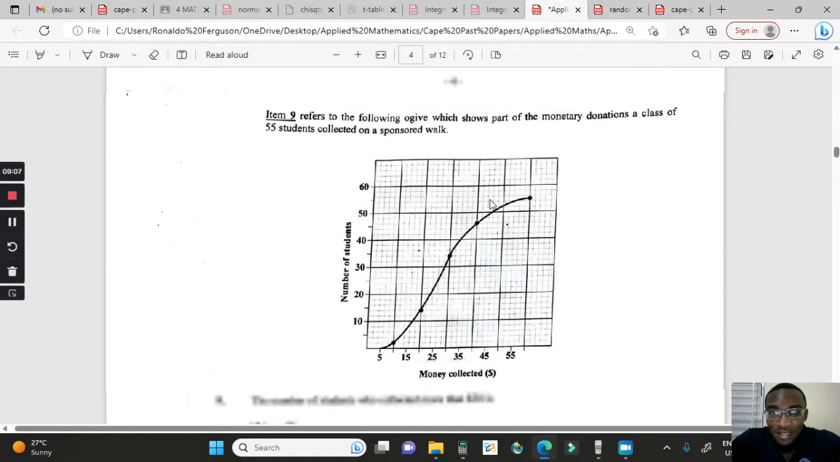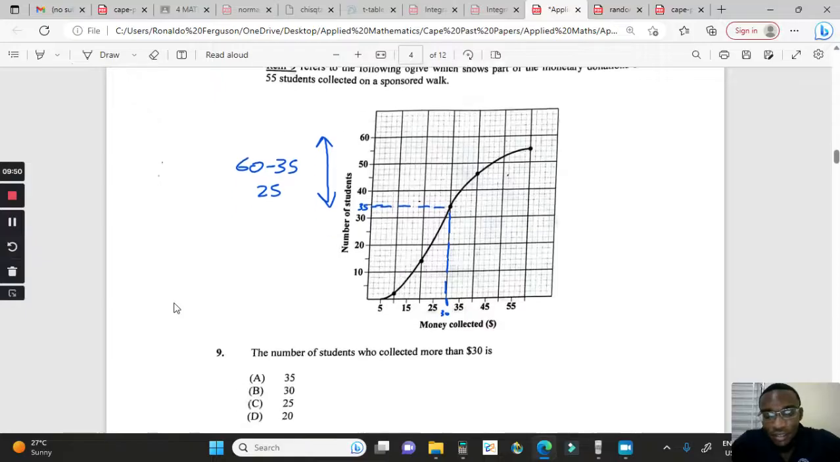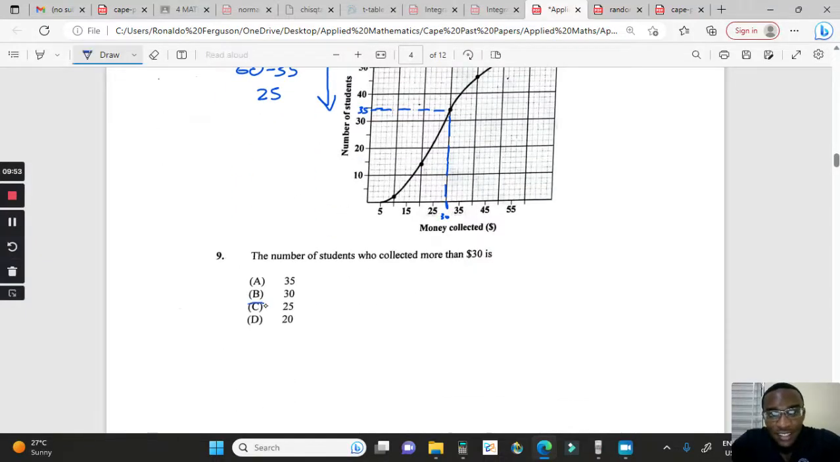Question 9, another cumulative frequency graph. Another one, right? So now it says the number of students who collected more than $30. So all we do is go to 30, 15, 20, 25, 30. Here is 30. We go up. And at that point, I don't like how they give us this point this time. That looks like, for me, I'm guessing this is 35 from my extrapolation. And they wanted how many students got more than $30. So we're going to have to do the subtraction again. So 60 minus 35, which is 25. That's that. 25. Option C. Very easy. Lovely.